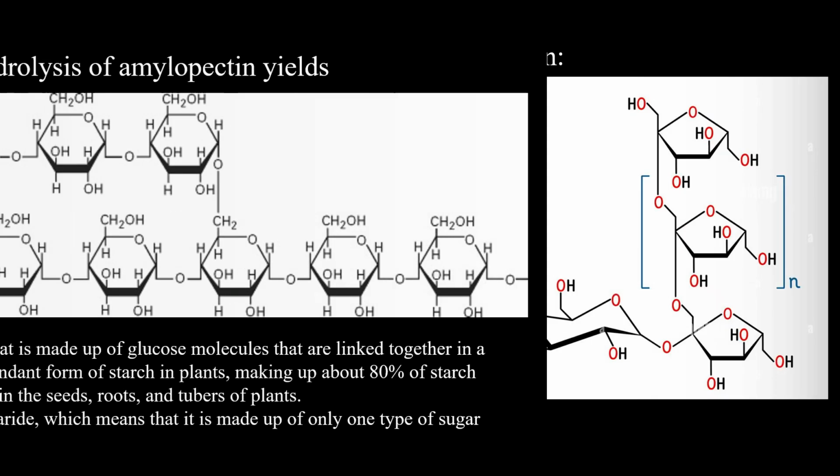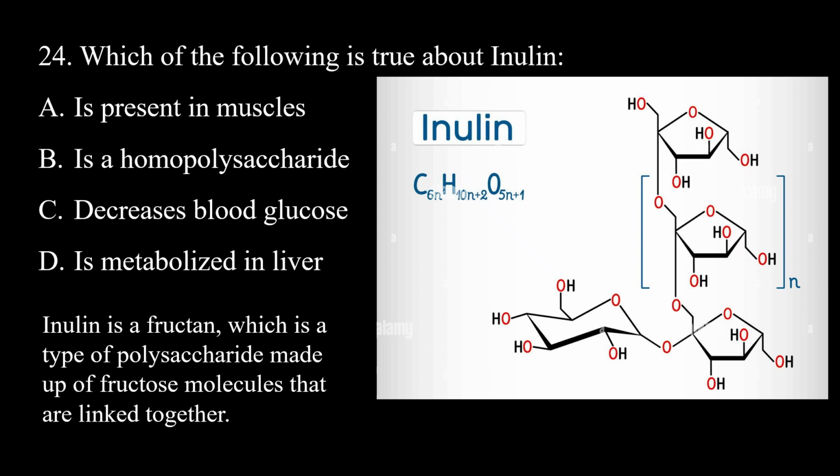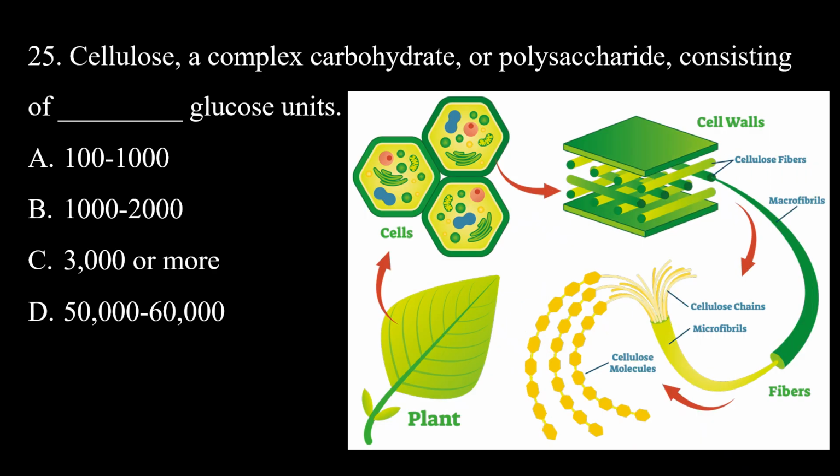Question number 24. Which of the following is true about inulin? A. Is present in muscles. B. Is a homopolysaccharide. C. Decreases blood glucose. D. Is metabolized in liver. The right option is, inulin is a homopolysaccharide. Inulin is a fructan, as inulin is a homopolysaccharide which is made up of the same units combined together, and these units are the fructose. So inulin is made up of the same fructose units linked together by glycosidic linkages and makes up the polysaccharide known as inulin.